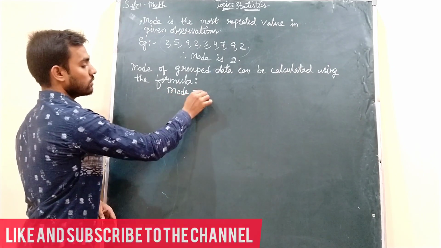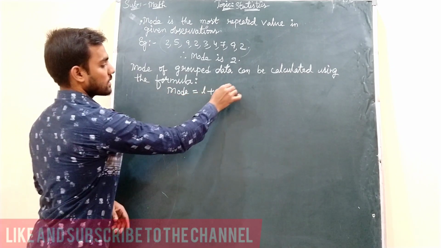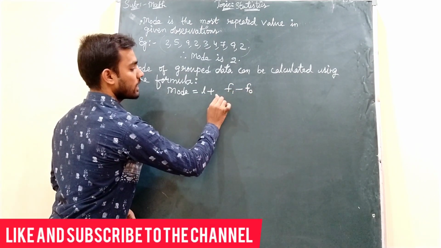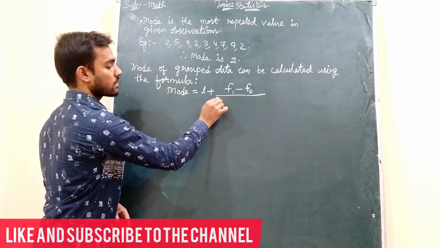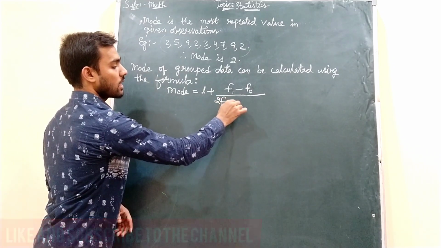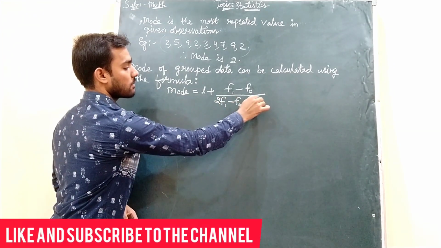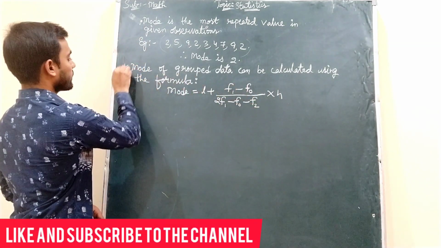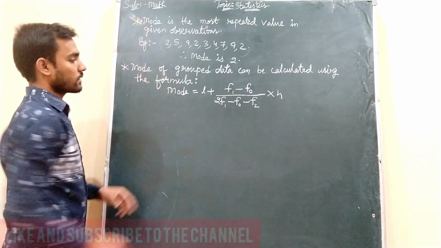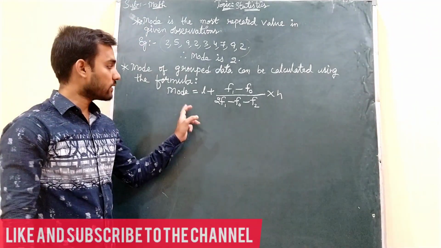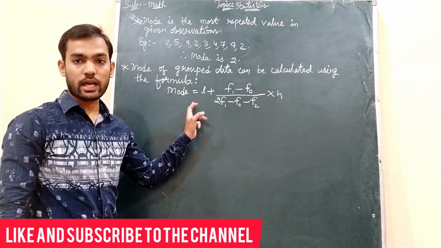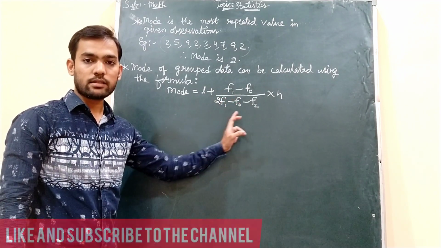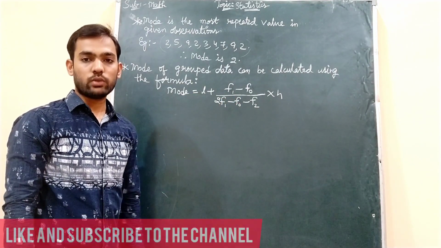mode is equal to L plus (F1 minus F0) divided by (2F1 minus F0 minus F2), into H. Okay guys, this is the formula that we will use to find out the mode of group data. L plus F1 minus F0 divided by 2F1 minus F0 minus F2 into H.